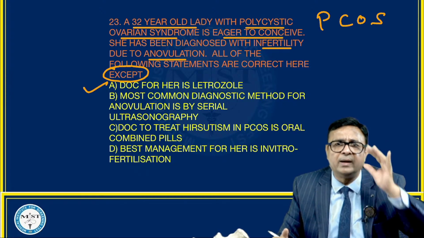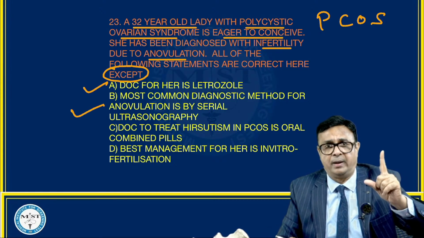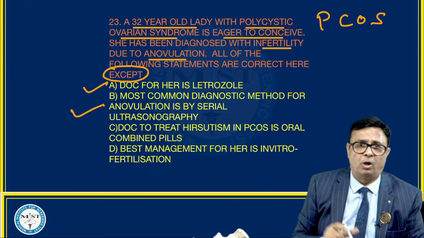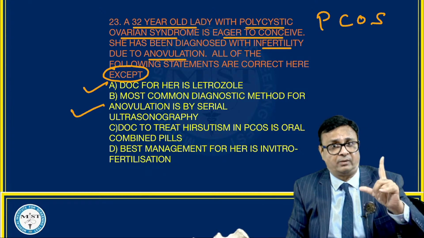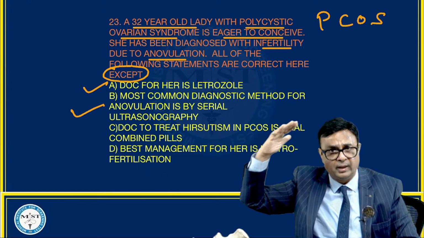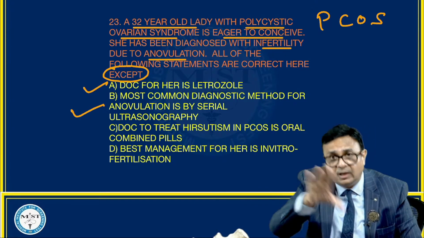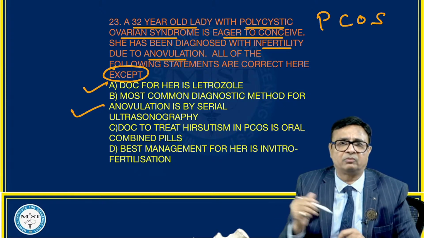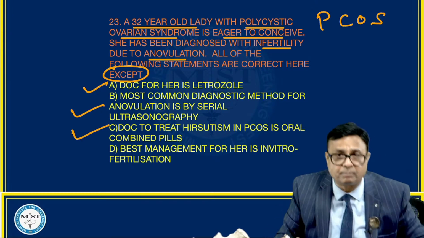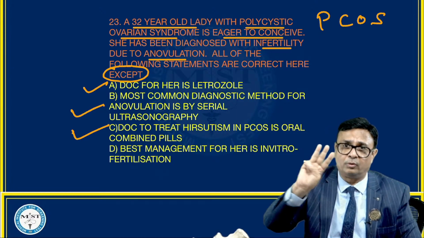The most common diagnostic method for anovulation is serial ultrasonography. Correct statement. The best is estimation of serum progesterone, and to predict ovulation, LH kits. These three are different questions. Best method to diagnose anovulation: serum progesterone estimation. Most commonly used method: serial ultrasound. Prediction of ovulation is by use of LH kits. Drug of choice to treat hirsutism in PCOS is oral combined pill. Correct statement.